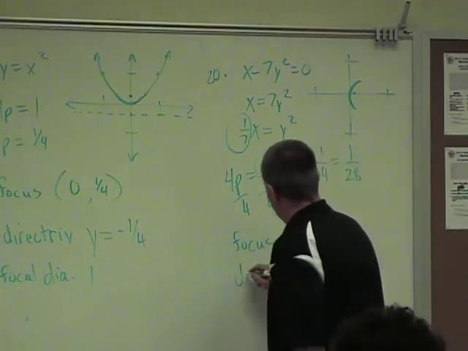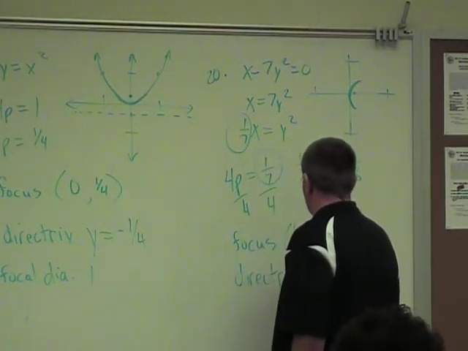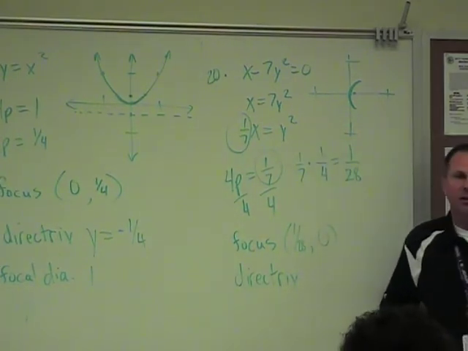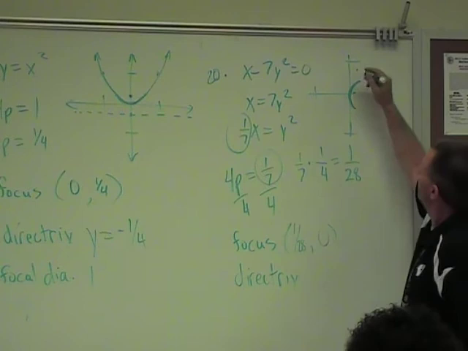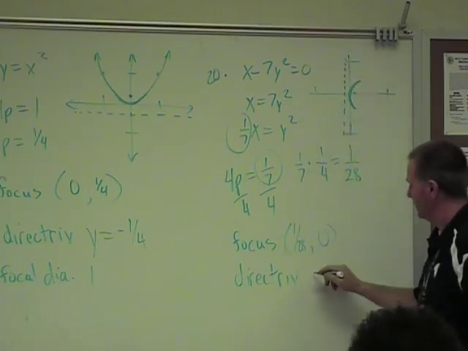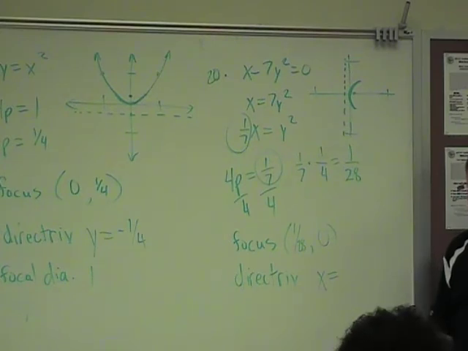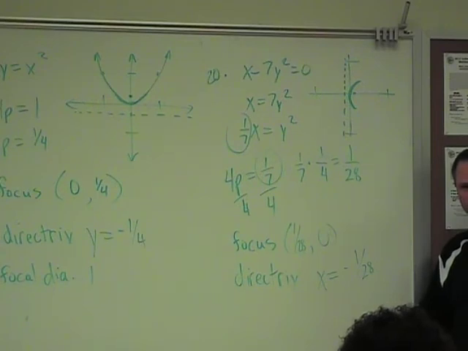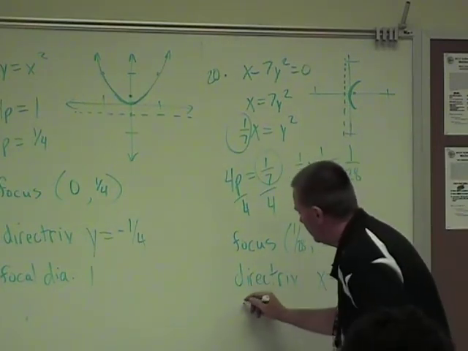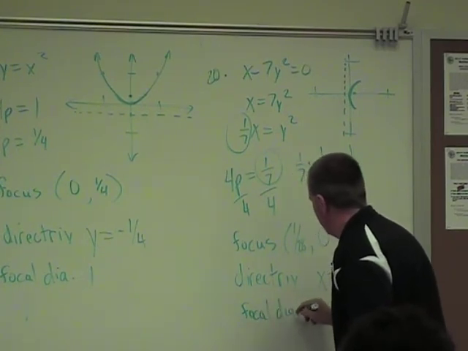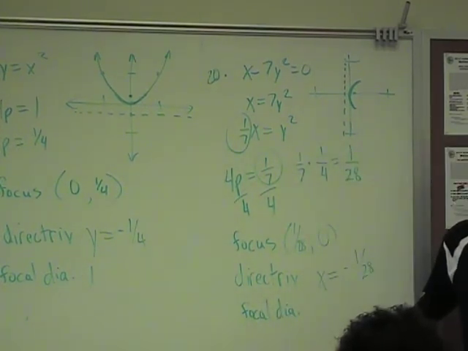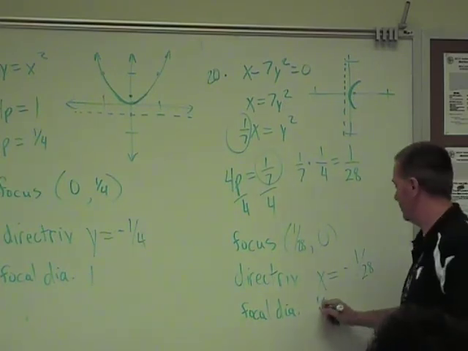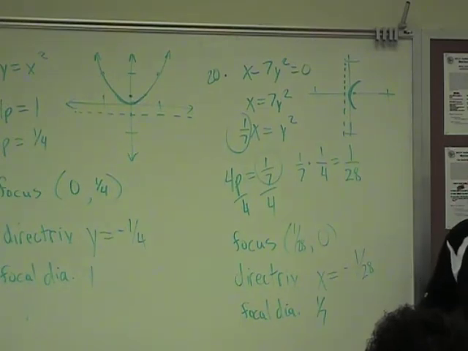Okay. Directrix. What axis does the directrix go through? It goes through the x-axis. Where? At negative 1/28. Focal diameter. Plus 4p. Say it loud if you know what it is. What's 4p? That's my focal diameter. The distance.